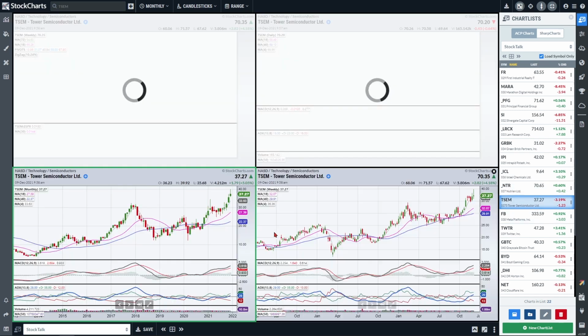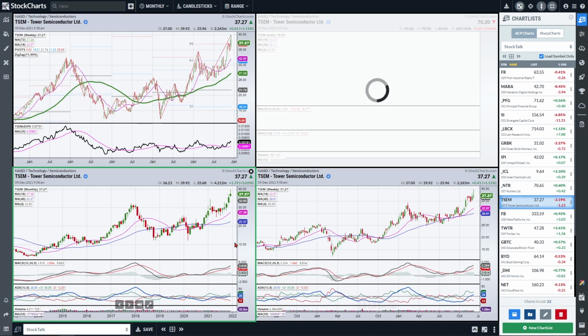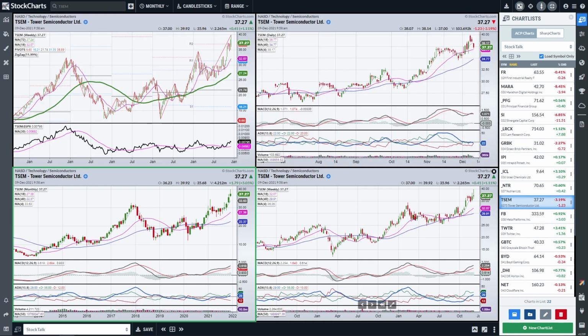Okay, Tower Semi. This is another one that I get questions on, and I want to distinguish between trends that look good when I'm analyzing. So if I'm analyzing this, the trend in this is good, it's strong. The question is, is it a setup? I mean, is it a buy right now? And I think your last buy signal was down here.